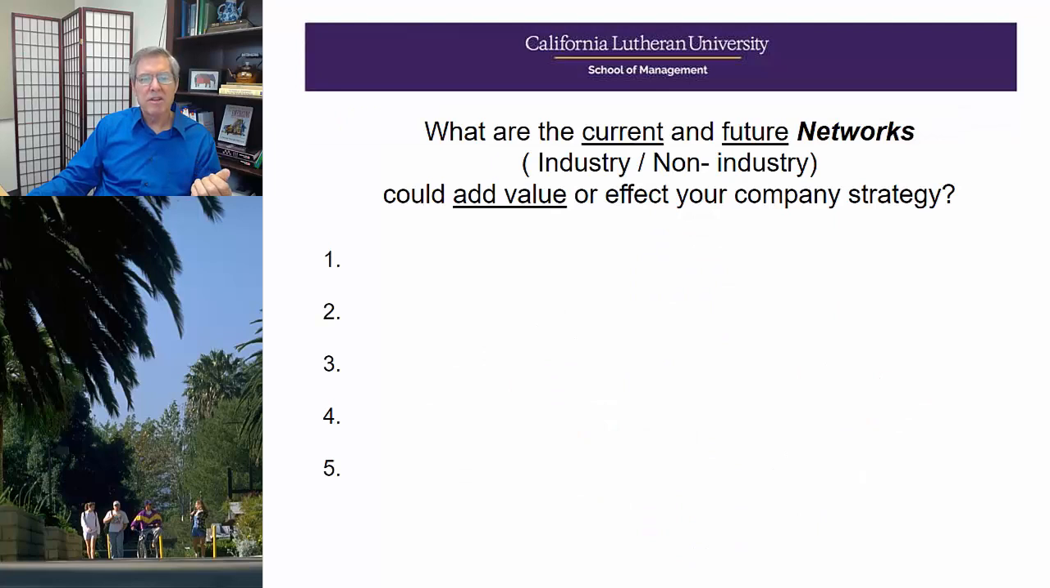So question, what are the current and future networks, both industry and non-industry, that could add value or affect your company strategy, both now and in the future? And this is looking beyond that 1 degree of separation.